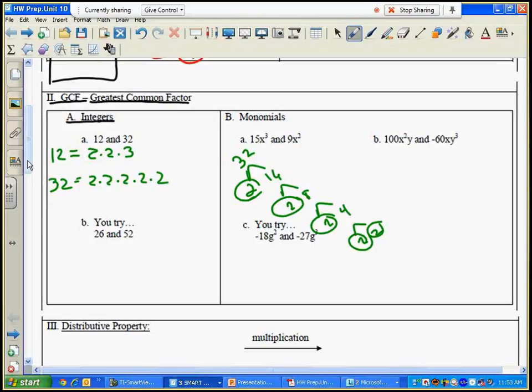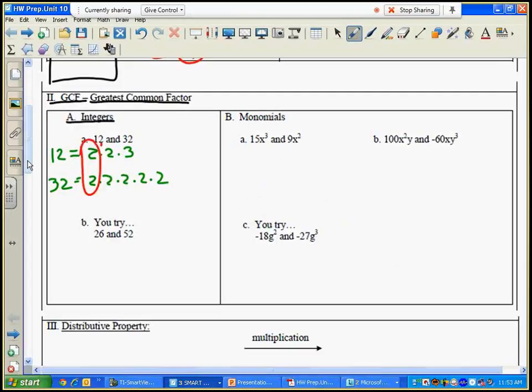As you're writing down these prime factorizations, you'll notice that they share some common factors. They share 1 pair of 2s here, and they share another pair of 2s here, and that's the only thing that they share. If you make a list of all the things that they share, in this case 2 2s, what you'll get is their greatest common factor. So the greatest common factor is, let's see, they share 2 2s, so it's 2 times 2 or 4. The greatest common factor that goes into both 12 and 32 is 4.